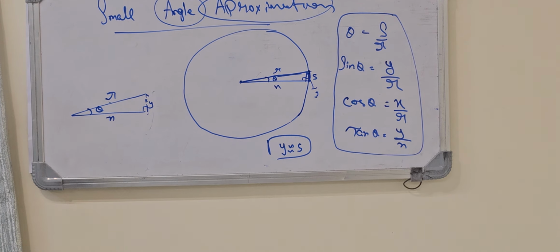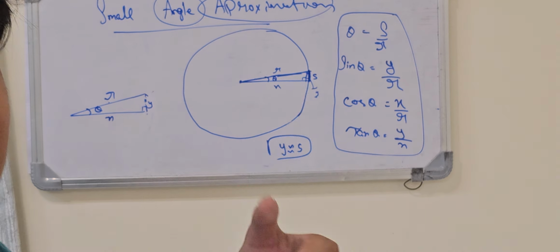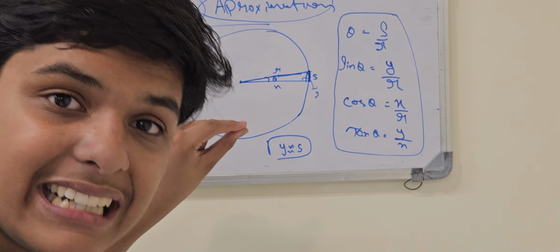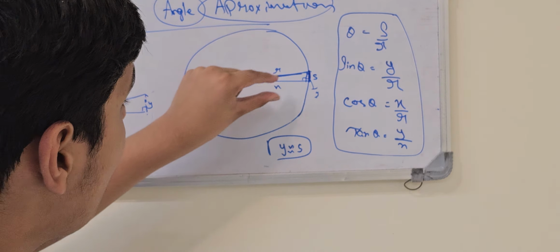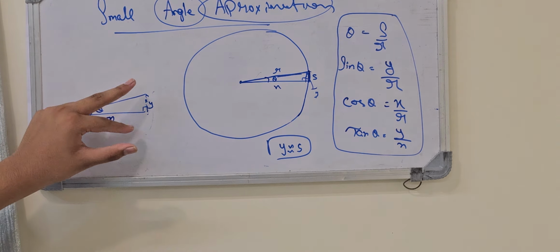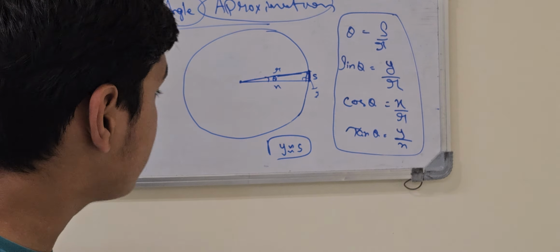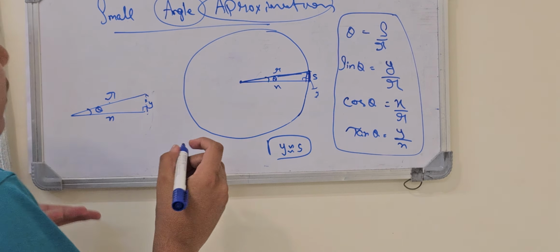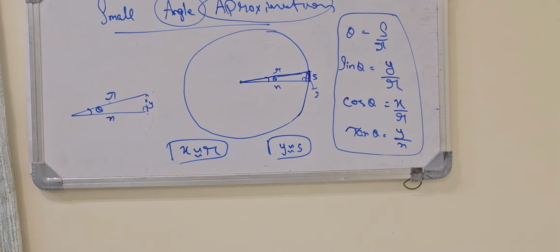In this topic, there are two main things that we get in return. Remember carefully: when theta is decreased, s is approximate to y. S is the arc, and it is approximate to the perpendicular. And x is equal to r, not equal, you can say approximate. X is approximate to r.